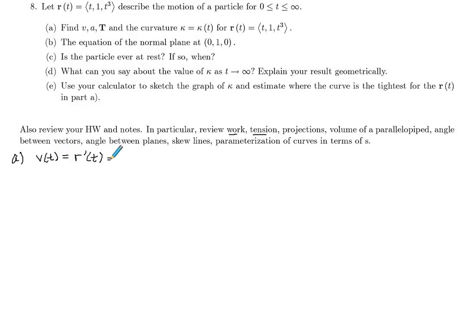So remember, what we do here is we just differentiate each component. So if you differentiate a t, you get 1. Derivative of 1 is 0, and your derivative of t cubed is 3t squared. We also need acceleration. So acceleration at time t for this particle is just going to be the second derivative, so that's just going to be r double prime of t. So you differentiate 1, you get 0. Differentiate 0, you get 0. And derivative of 3t squared is 6t.